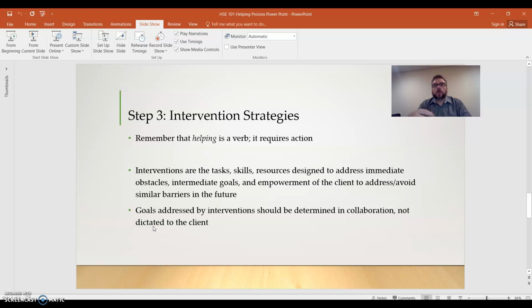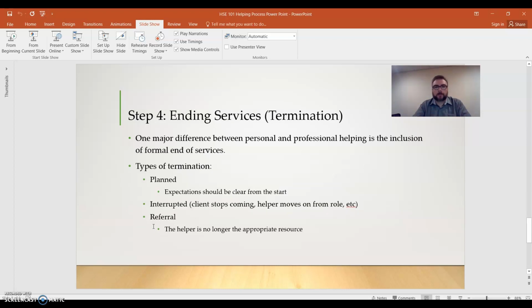Now, we want to make sure that we're doing this in collaboration and not dictated to the client. The goals and the interventions the clients are coming up with, the goals for sure, the interventions are more on us. The goals that the client wants to accomplish are going to be much more motivating if those are the goals that they have a say in developing. And we can help refine them, and we can help make them realistic and measurable, but we want to make sure that the client has a voice in that process.